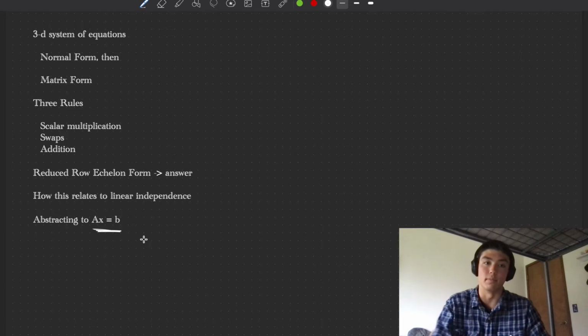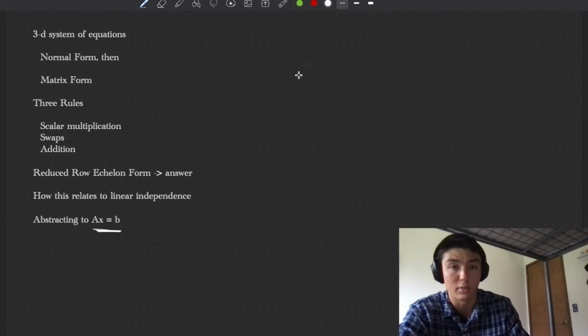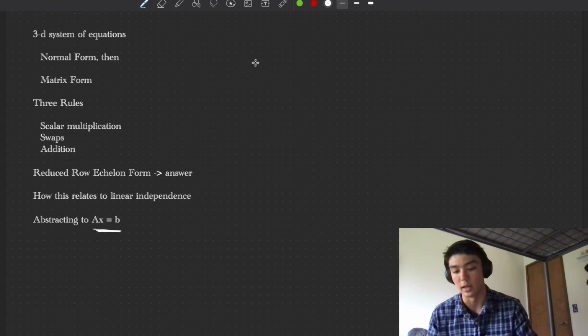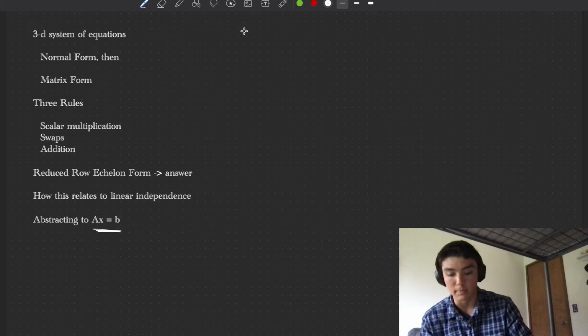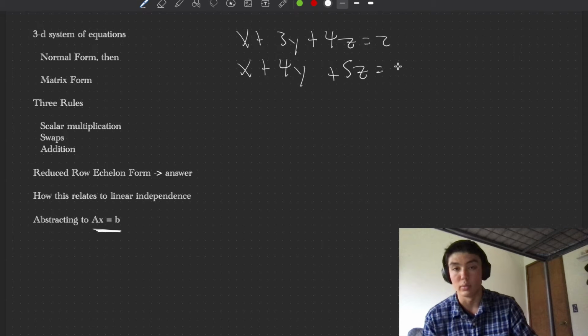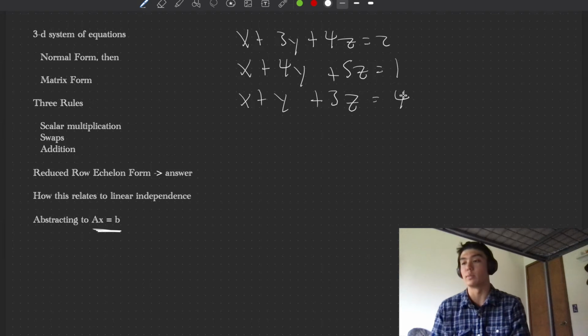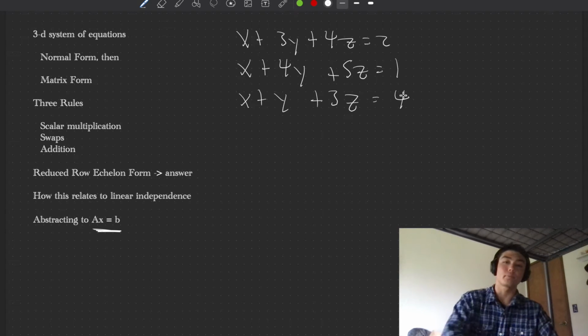So to start, let's just throw a system of equations up here. Let's make it a three-dimensional one so that it's decently complicated. Let's make it x plus 3y plus 4z equals 2. And as you can see, this is going to get ugly real fast. x plus 4y plus 5z equals 1. x plus y plus 3z equals 4. And I did this beforehand to make sure all the numbers worked out.